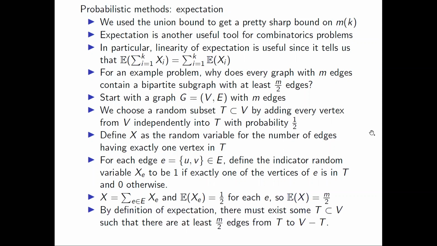So by definition, since the expected value is m/2, there must exist some choice of T as a subset of V such that there are at least m/2 edges from T to V minus T. And those m/2 edges give us the subgraph that we're looking for. And that's the whole proof. And I'll note that that subgraph is bipartite because all of its edges are going from one part to another. The one part is T, the other part is V minus T.